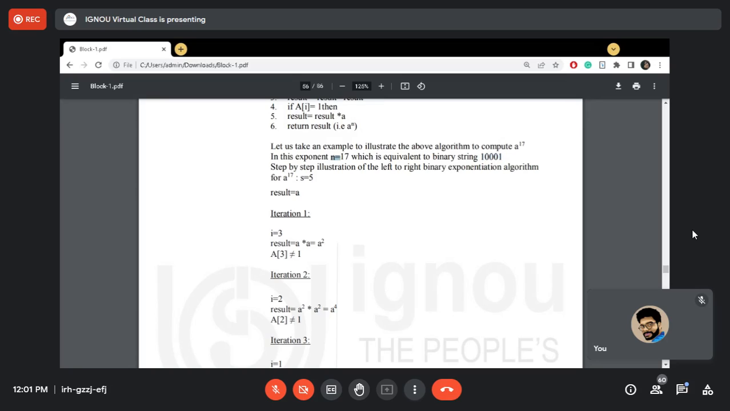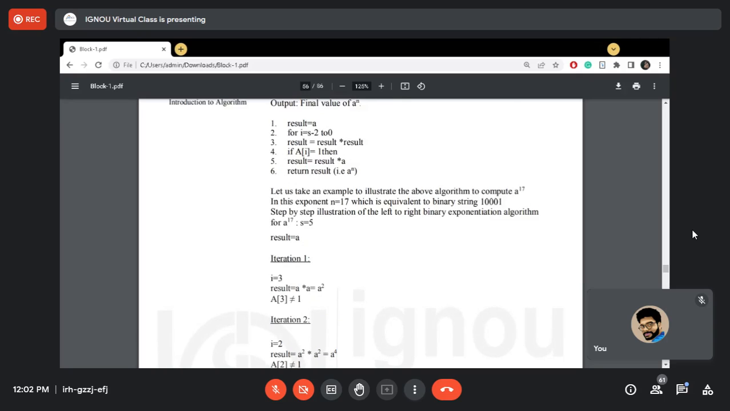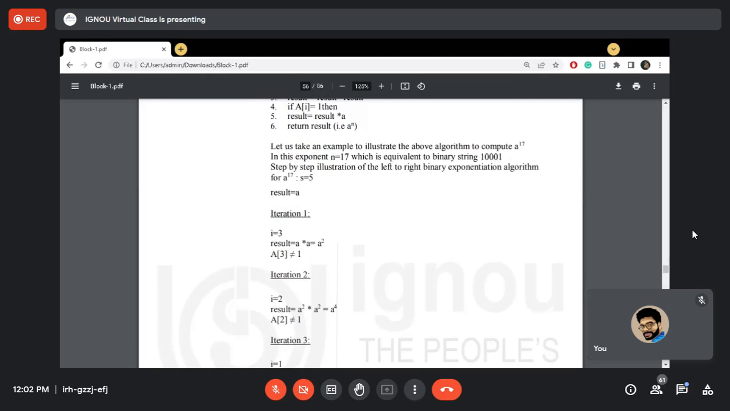We have an S value that is equal to 5, since the total length of the binary value is 5. Till now, any question asked? Okay. So according to our algorithm, we have to assign the value of A to result. So we just wrote result is equal to A. Now the memory location of result contains the value A.